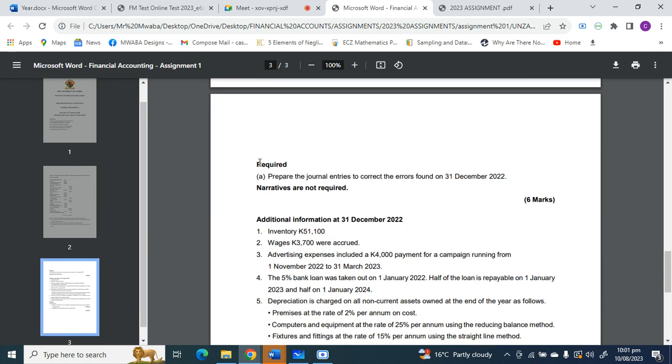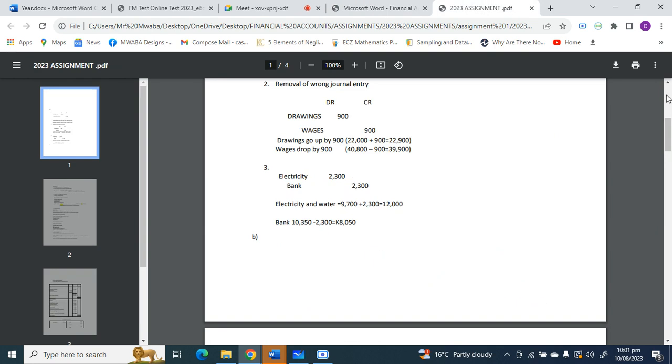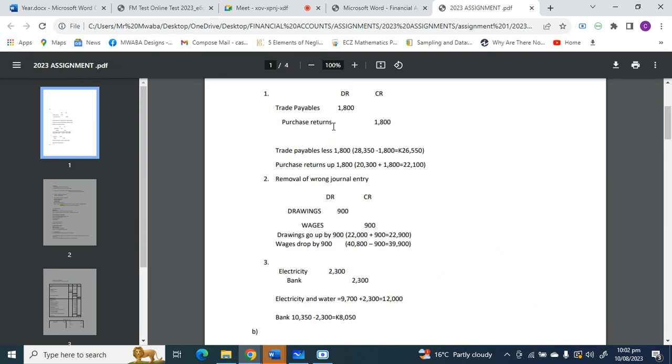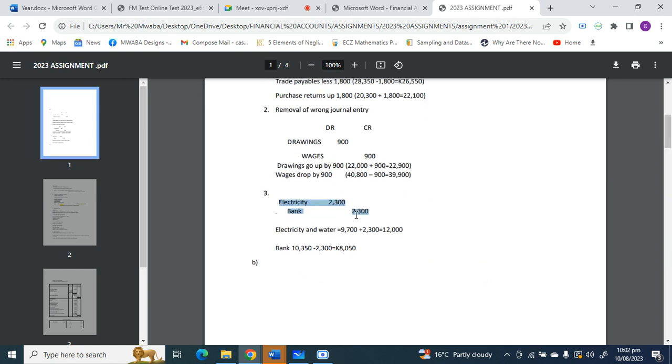Oh, so we've already done part A: prepare the journal entries to correct the errors found on 31st December 2022. As I said, the journal entries are going to be these ones here. For the first error, the purchase returns, this one. For the drawings, this journal entry. For this third one, it's debit electricity 2,300 and credit bank 2,300. That's part A of the question.